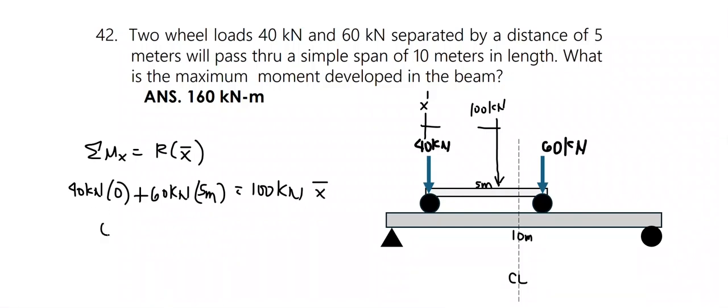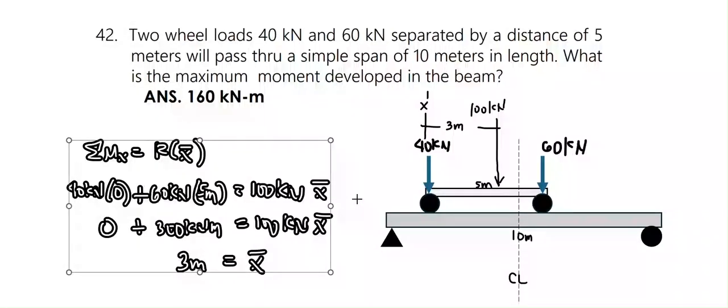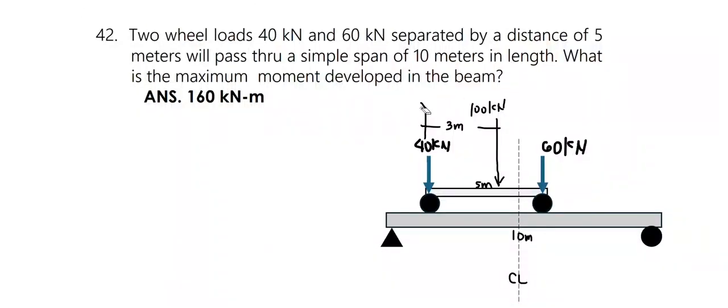So 40 times 0, that's 0. 60 times 5, that's 300 kN·m, equal to 100 kN times x. Dividing both sides by 100 kN, we get 3 meters equal to the moment arm distance. And that is our distance from the axis to the resultant force, equal to 3 meters. Now that we have our distance, let's solve for the other dimensions.